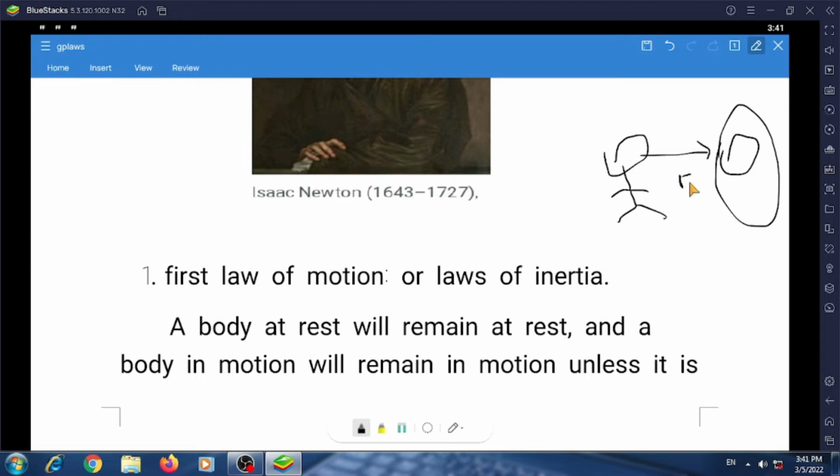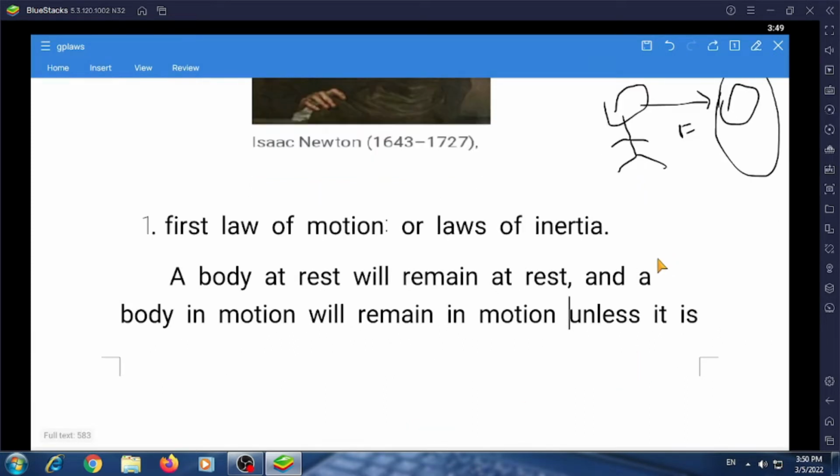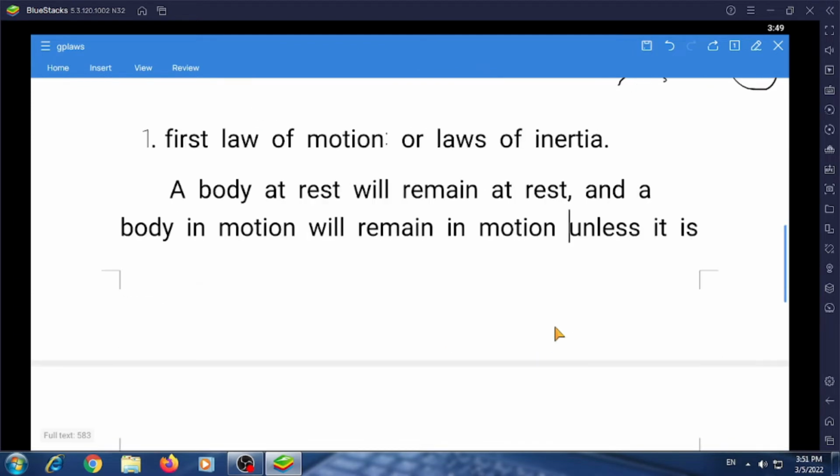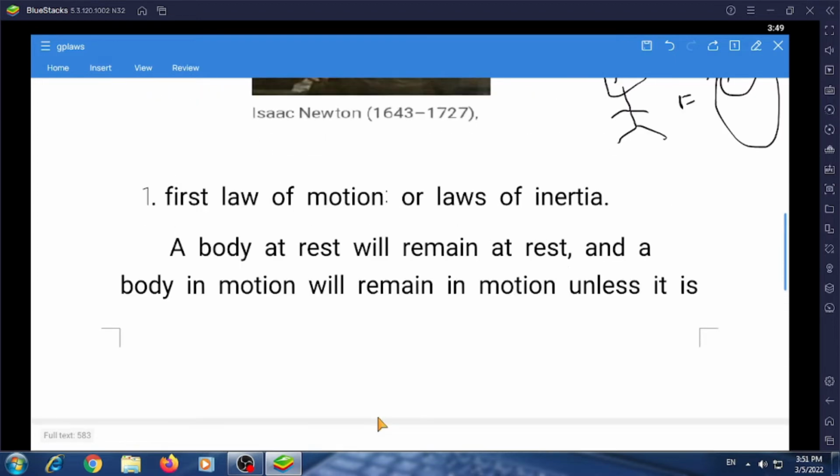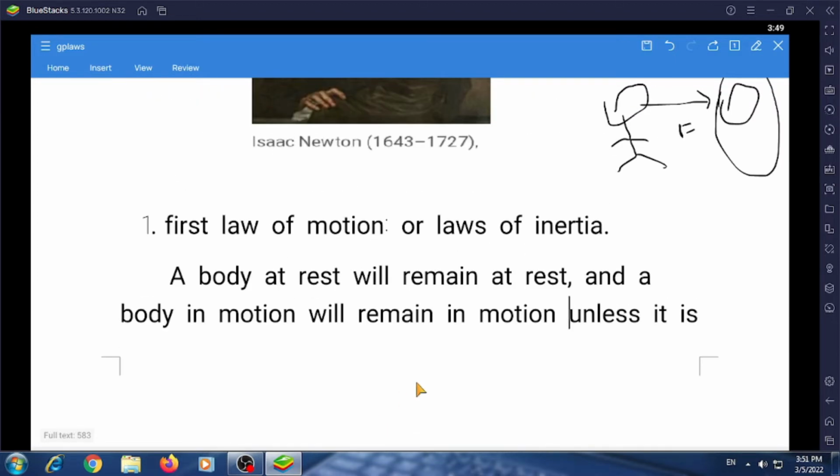And a body in motion will remain in motion unless it is acted upon by an external force. Here we first visualize that a man is applying a force on that body and it will get displaced. This is the first law of motion.